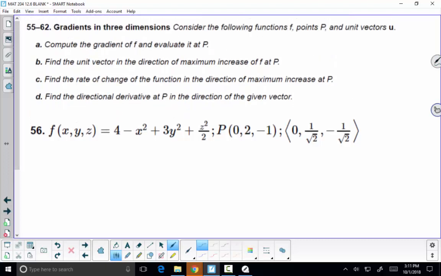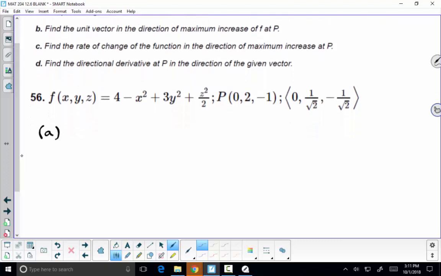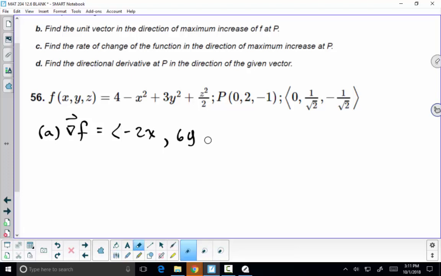So this is a real straightforward one. It says compute the gradient. So part A is compute the gradient. Notice that it's a function of 3 variables. Gradient, function of 3 variables, no problem. And because I like you guys, I'll give you a way to think about the gradient for this function. And the gradient evaluated at p.